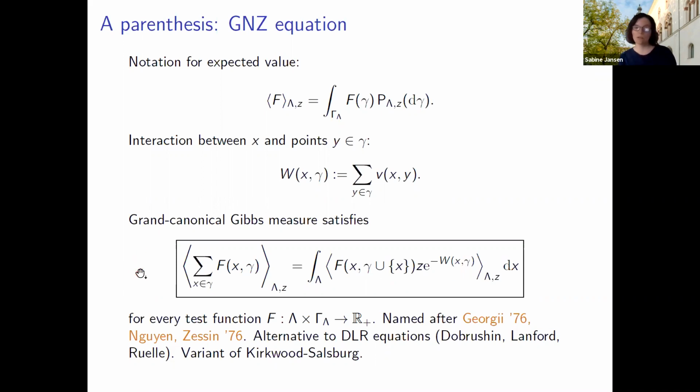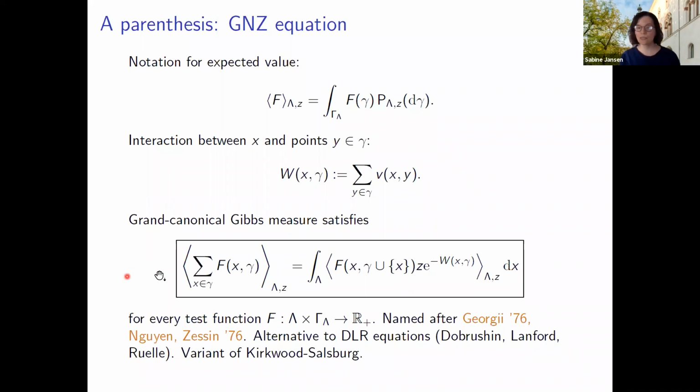This equation is sometimes called the Georgii-Nguyen-Zessin or GNZ equation, after Georgii, Nguyen and Zessin. I would say in mathematical physics, it's perhaps less well known than the DLR equations, named after Dobrushin, Lanford, and Ruelle. This equation is very, very popular among people from stochastic geometry and point process literature, because it has something to do with a characterization of the Poisson point process called the Mecke equation. But perhaps a more useful point of view to link it to mathematical physics is that this is like an elegant short version of the Kirkwood-Salsburg equation.